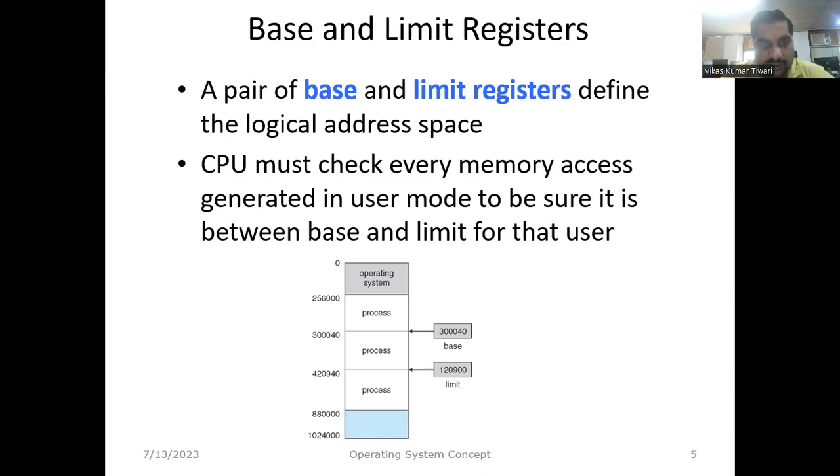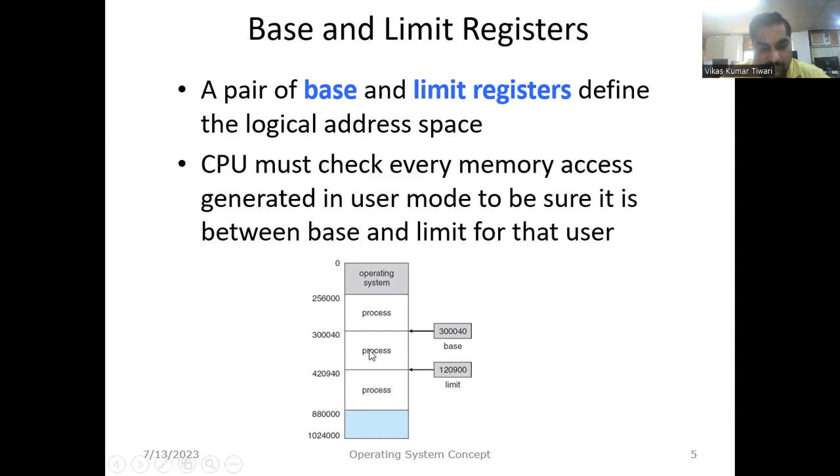In this case, you can see the CPU must check every memory access generated in user mode to be sure it is between the base and limit register. Here we have some memory that is reserved for the operating system. Then there are a number of processes you can see in this particular figure. So 256,000 is the process one base register.